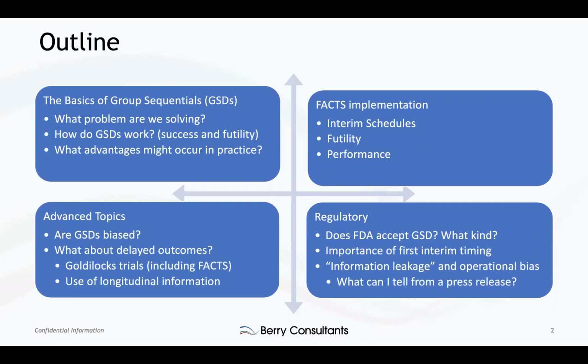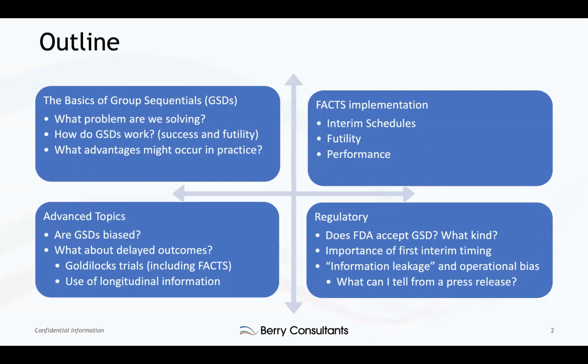But essentially, what problem are we solving? Why would we ever want to do a group sequential? How do they work, both from a success and futility standpoint? And what advantages might actually occur in practice? So how much savings do you get? How efficient are they?